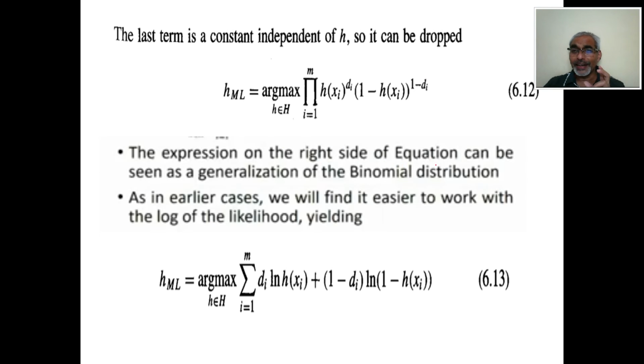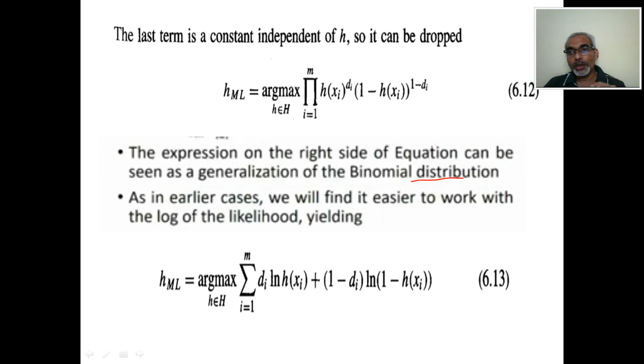Now the expression on the right hand side of the equation can be seen as a generalization of binomial distribution. If you look at this particular term, h of xi to the power of di into 1 minus h of xi to the power of 1 minus di, this equation resembles our binomial distribution. In our probabilities, we have different types of distributions. One of them is called binomial distribution. It is very popular. Just like we spoke about normal distribution, we have binomial distribution also. It is the basics of a probability distribution. You can just Google it and try to understand the definition of a binomial distribution.